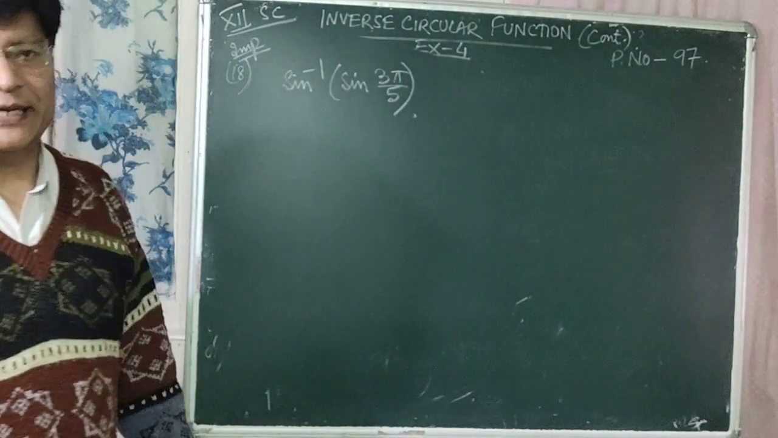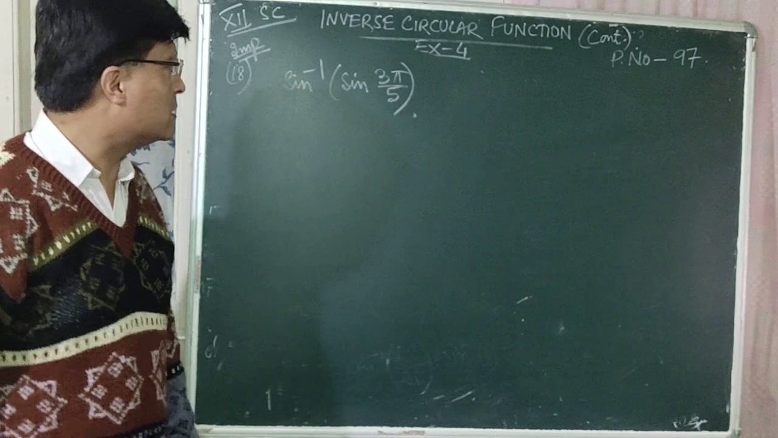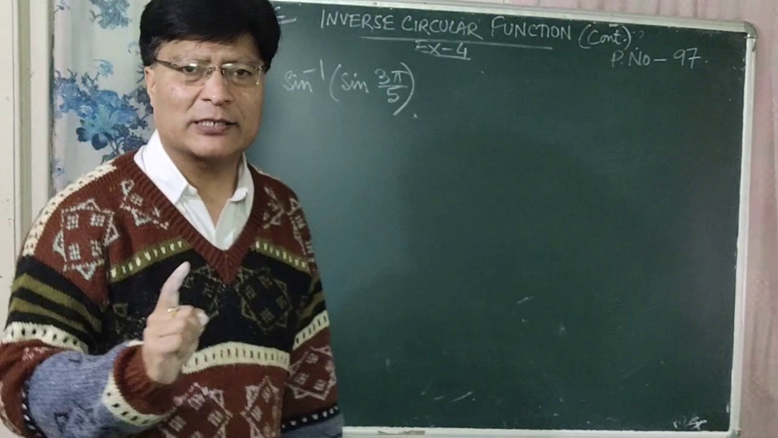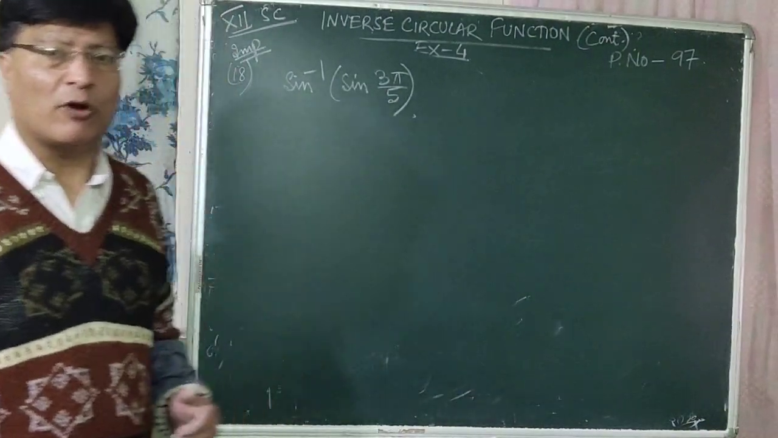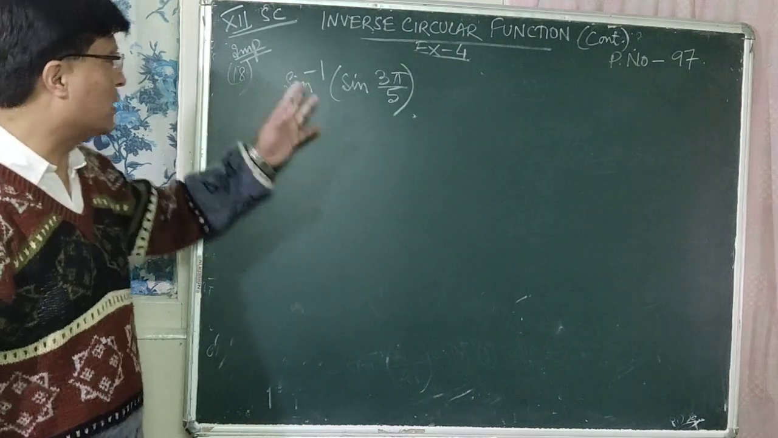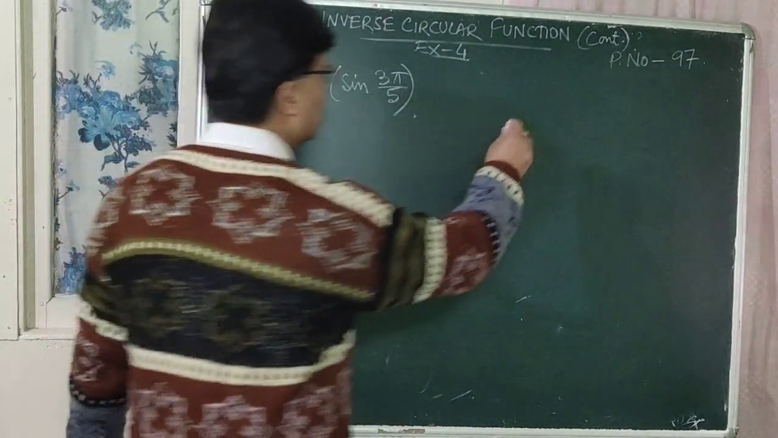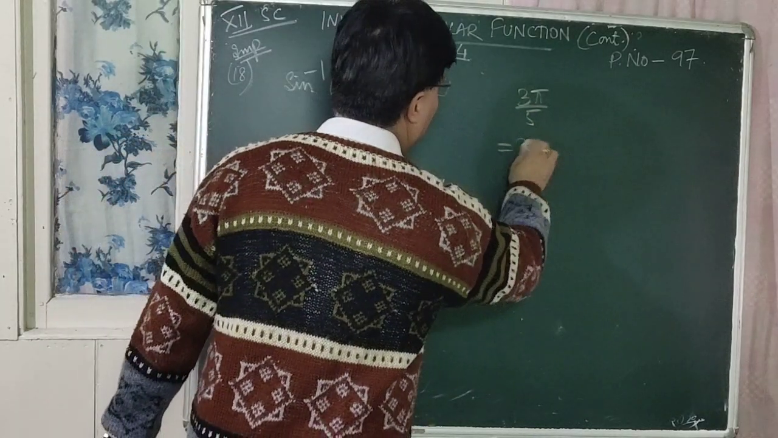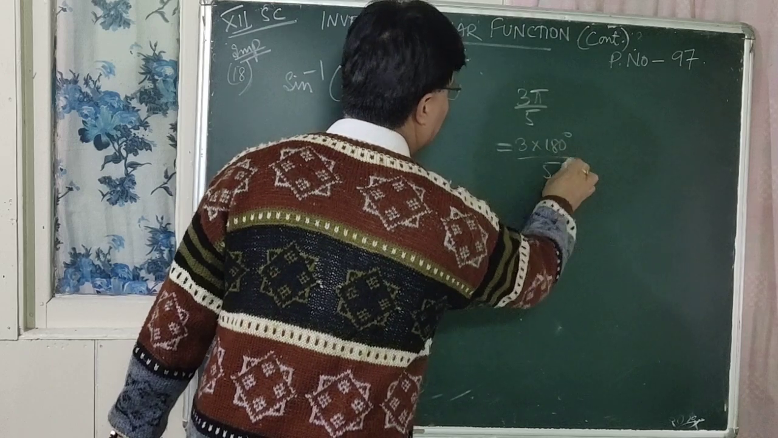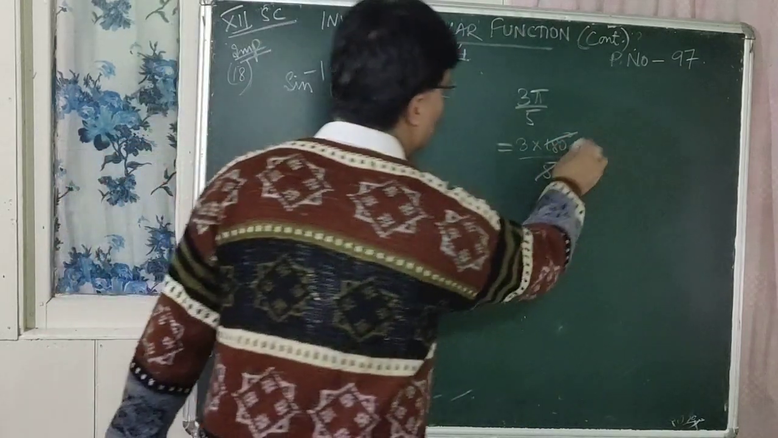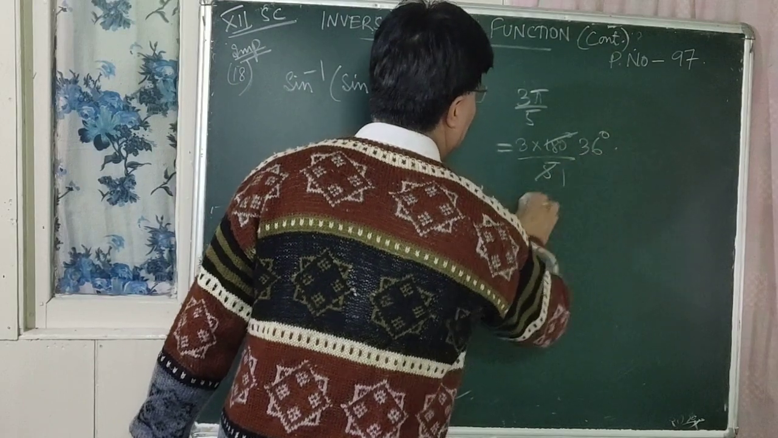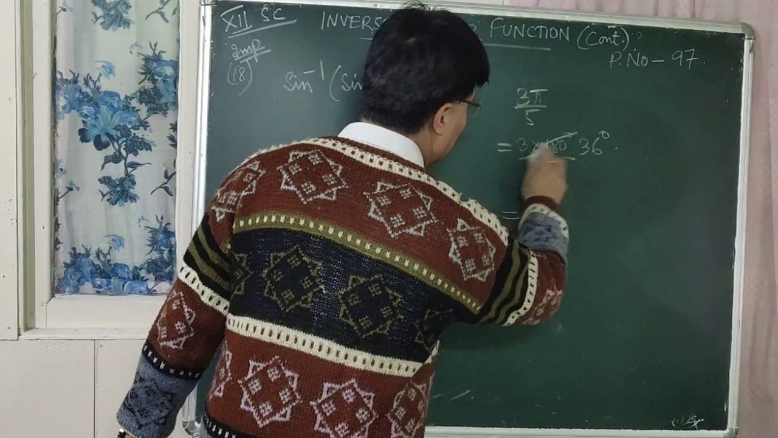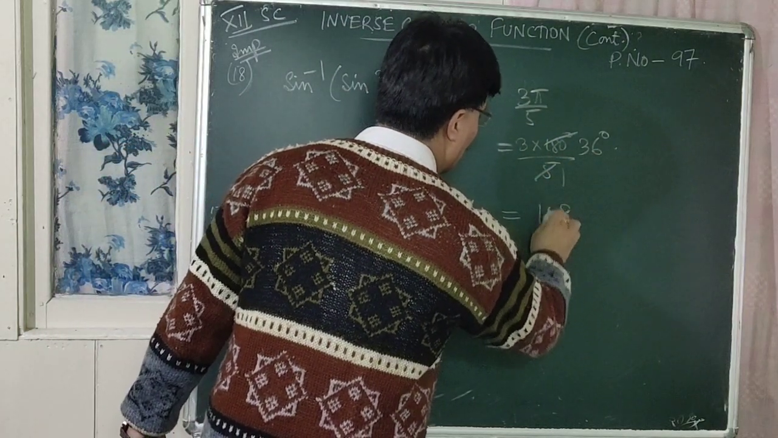So now let us do question number 18. It is given sine inverse sine of 3 pi by 5. Here also, don't write down the answer directly as 3 pi by 5. This may be wrong, right? This is also an important question. So let us now convert this 3 pi by 5 into degrees. What happens? 3 into 180 degree by 5. Cancel 5 with it. 5 3s are 15, 5 6s are 30. So 3 into 36 degree, 108 degree.